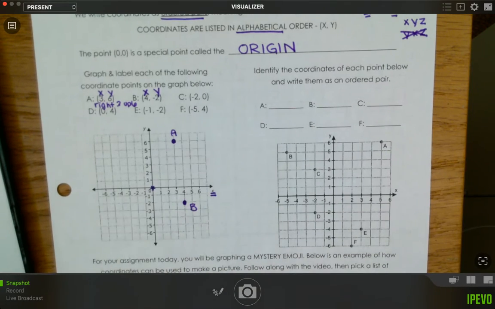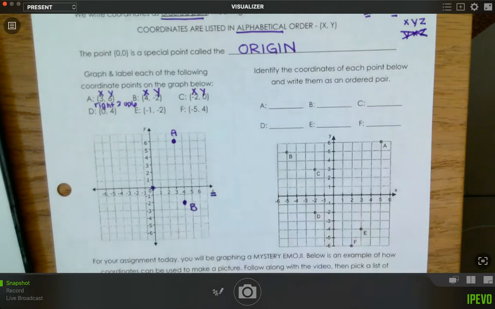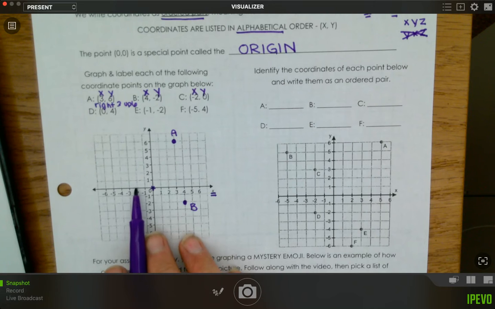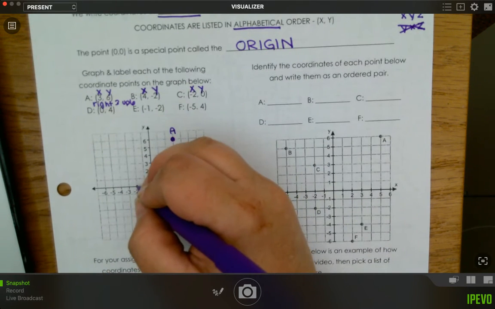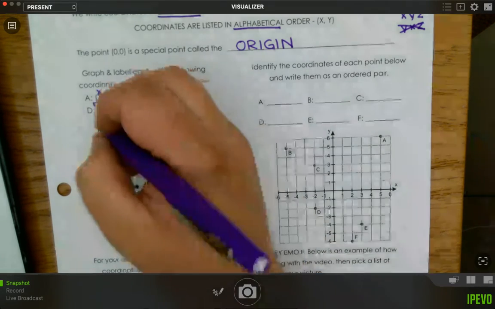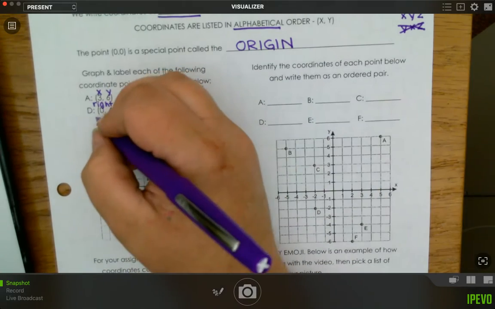Point C is negative 2, 0. Remember that it goes x, y. So go find where x is negative 2. And if y is 0, guess what? We're already there. That means we have to go up 0. That's C.